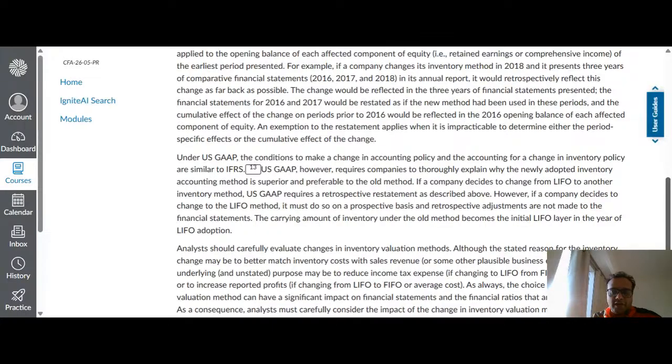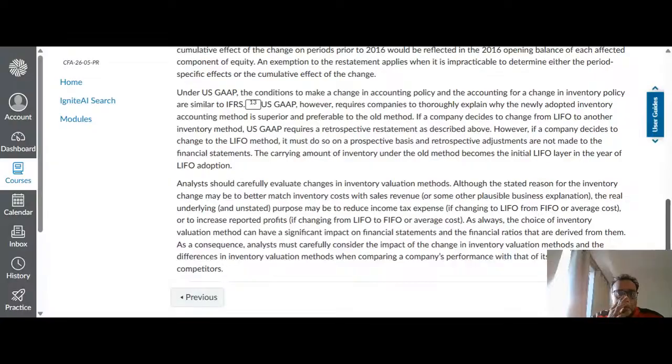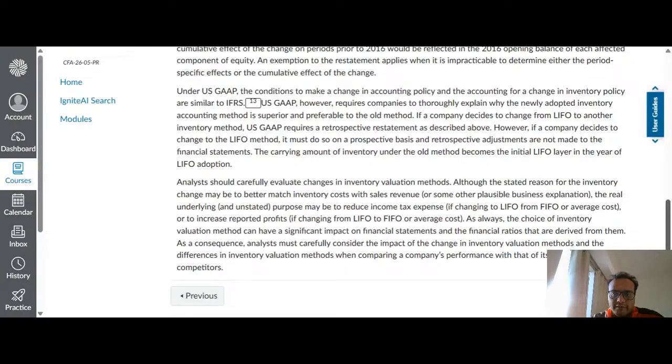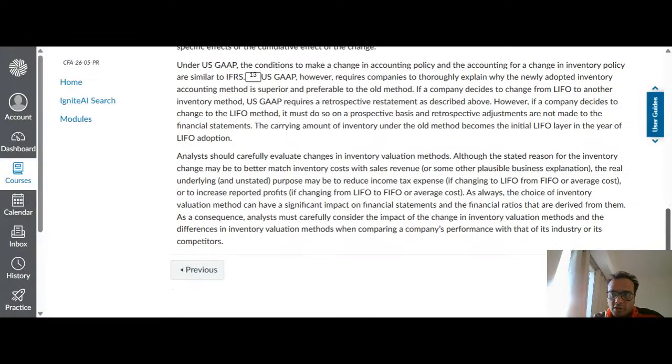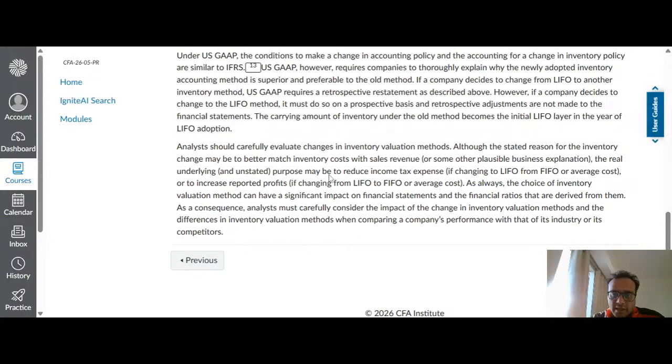Analysts should carefully evaluate change in inventory valuation method. Although stated reasons for inventory change may be better matching of inventory cost with sales revenue or some plausible business explanation, the real underlying and unstated purpose may be to reduce income tax expense if changing from FIFO to LIFO, or to increase reported profits if changing from LIFO to FIFO or average cost.